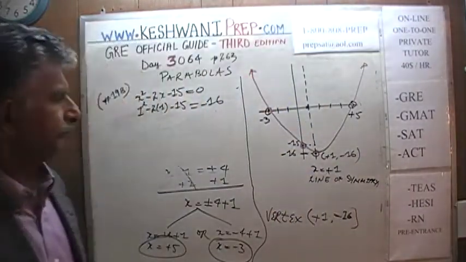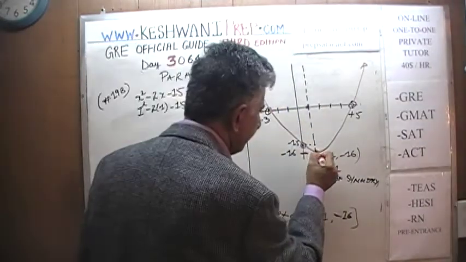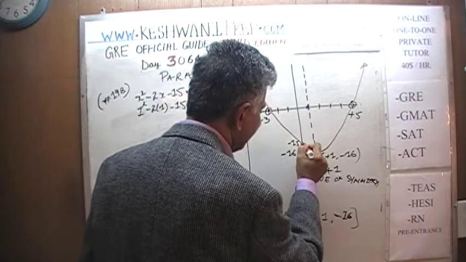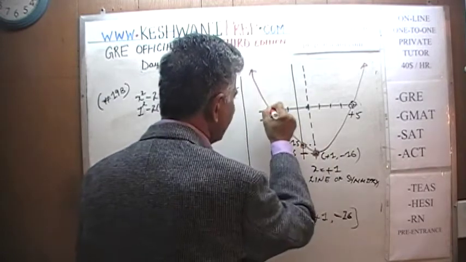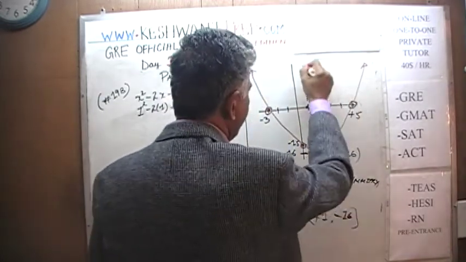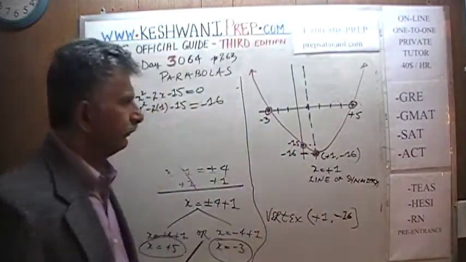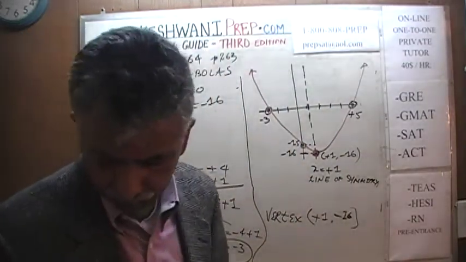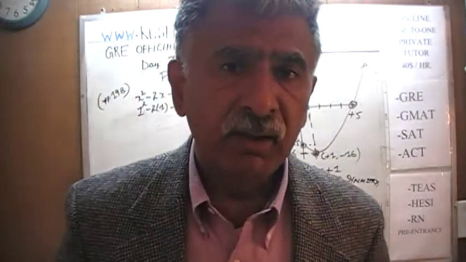Something like that. That is our vertex right here. This is where it cuts the y-axis, rather. This is where it cuts the x-axis. The line of symmetry is right here. And that's all. How else could we have figured out the roots?